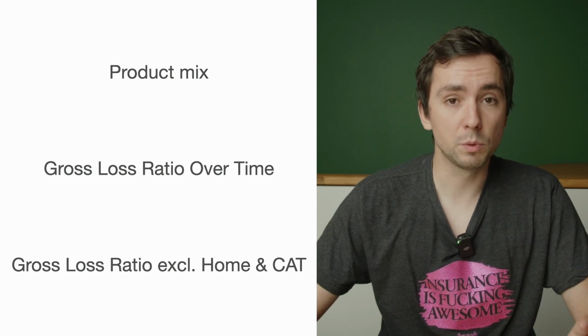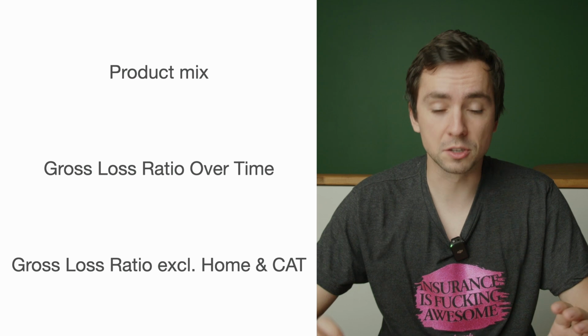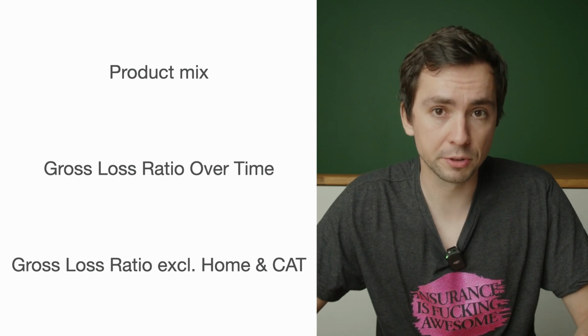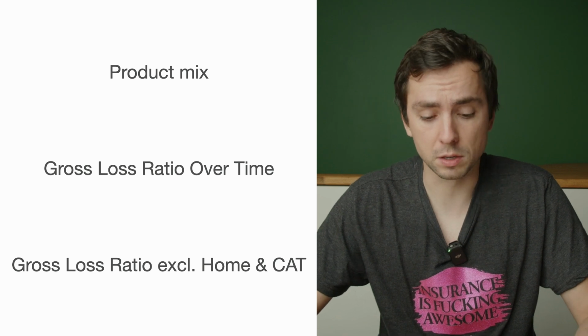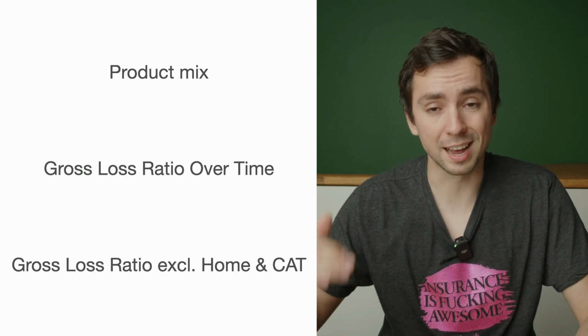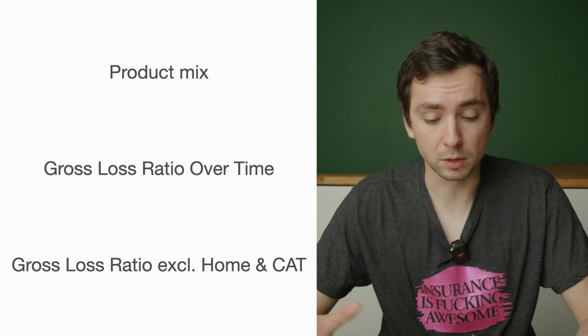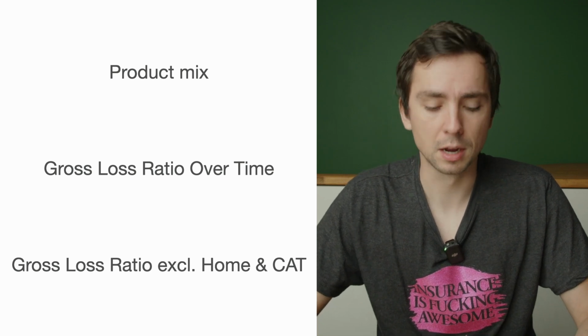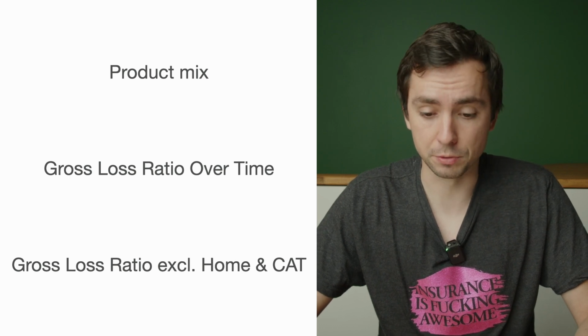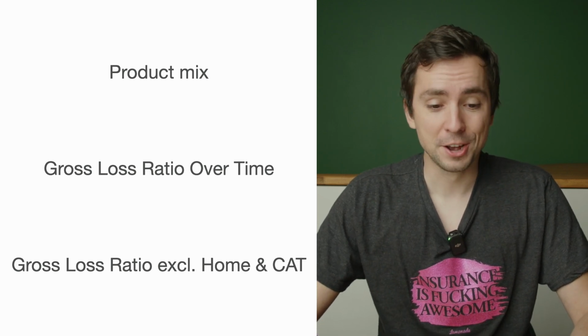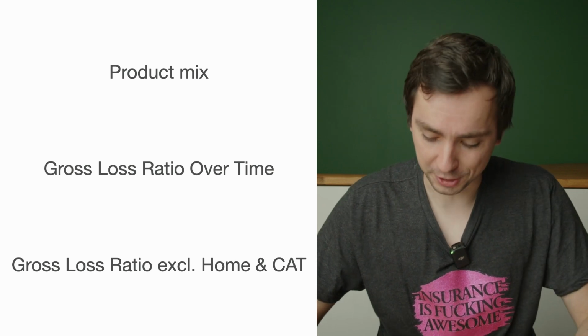It's related to the product mix as well, but we will look at them separately in this video. And then finally, we will look at the gross loss ratio excluding home and catastrophes. As you will see, home and catastrophes are really what is causing the loss ratio to be elevated. And if Lemonade wouldn't be offering home policies, we would have a completely different look on their loss ratio, right? Would be completely different. Okay, let's start with the product mix.